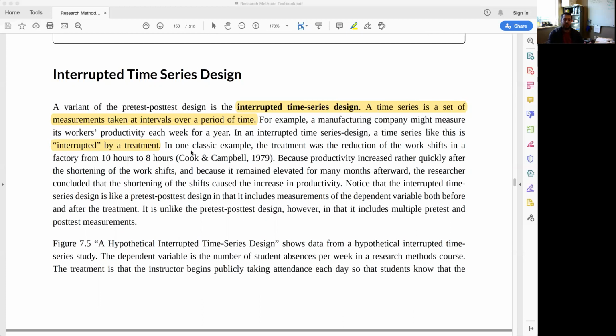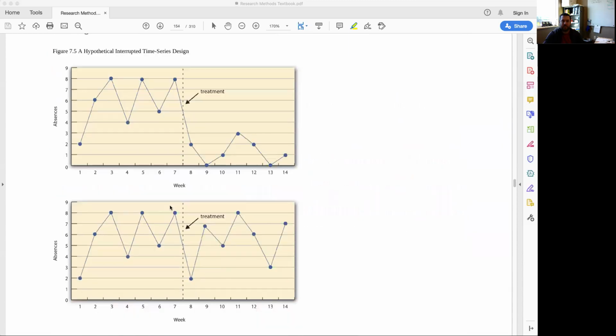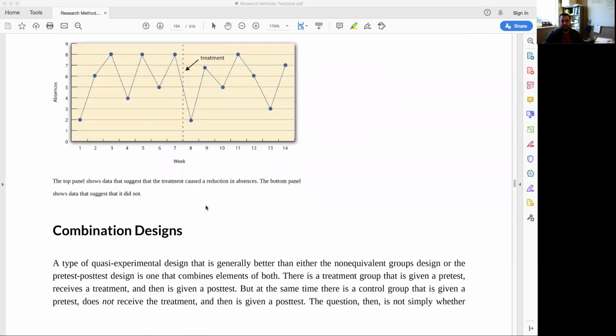So it wasn't just that they looked at production beforehand and then they do the shift change and then they look at the production afterward. They interrupted this series. So they said, we're going to evaluate it over the course of a year. And at some point in that year, we're going to switch it from 10 hours to 8 hours. And then we're going to see, does it impact anything? What they found here is that going to an 8-hour shift actually was very beneficial for everyone. But that's what the interrupted part means, is that it's interrupted by the treatment. You have your time listed out, but you're not doing treatment the whole time. And here's just different graphical representations of it.